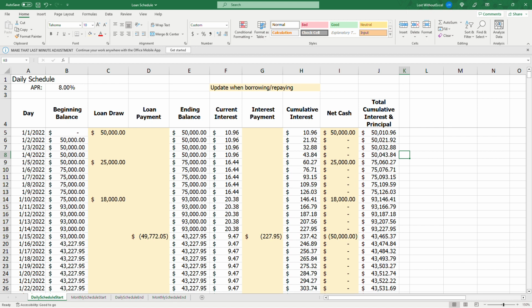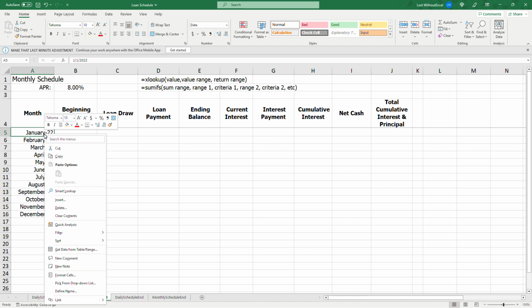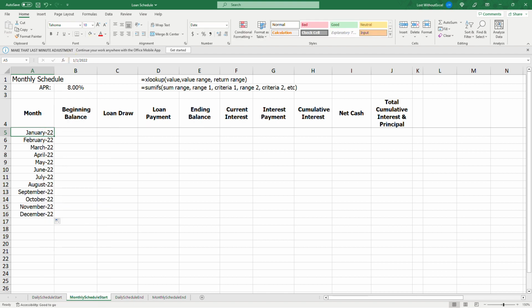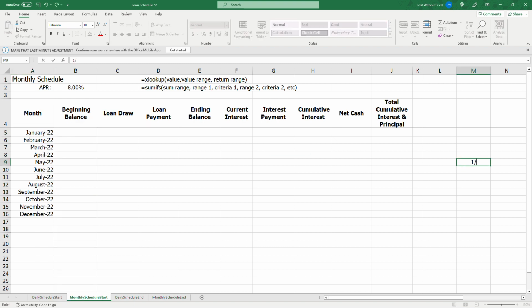For the monthly schedule, for this example, I want to put the first day of the month as my starting point here, but I want to display it as the month and the year. The way that we can do that is, even though I'm typing in the 1/1/22, if you do that somewhere else that isn't already formatted, it'll probably stay like that. But I find it easier to read the months.